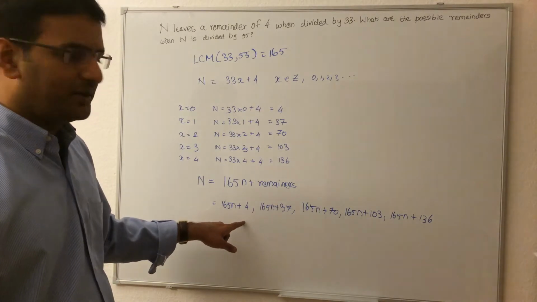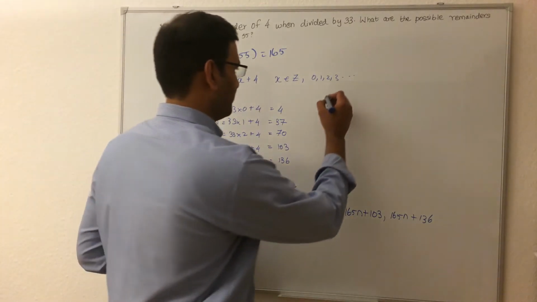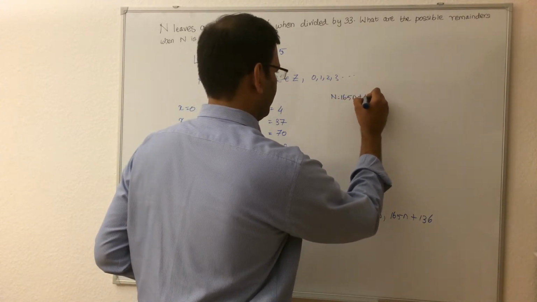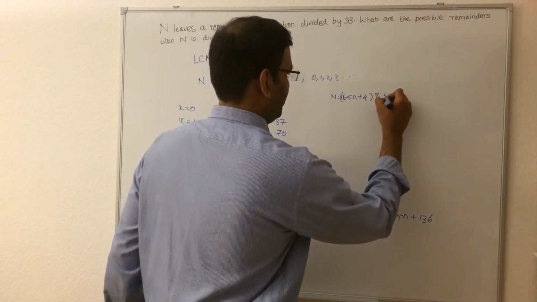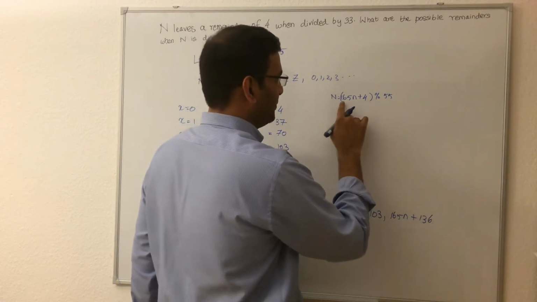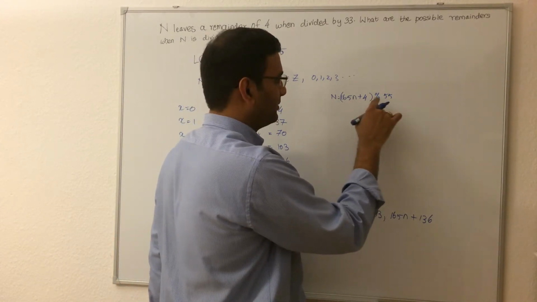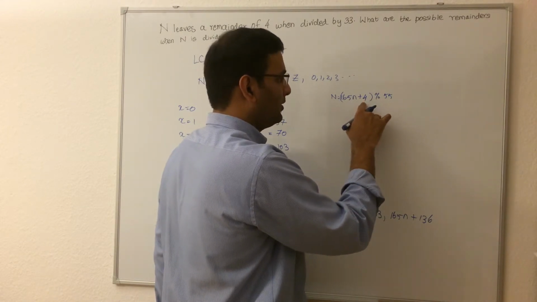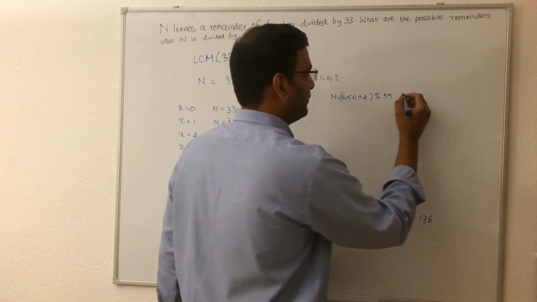Now let us calculate the remainders when we divide n by 55. So let's take the first number. The remainder when divided by 55. The percentage symbol represents a modulo operator. So we know that 165n is divisible by 55 because 165 is a multiple of 55. So the remainder would be 0. However, the remainder when we divide 4 by 55 would be 4.